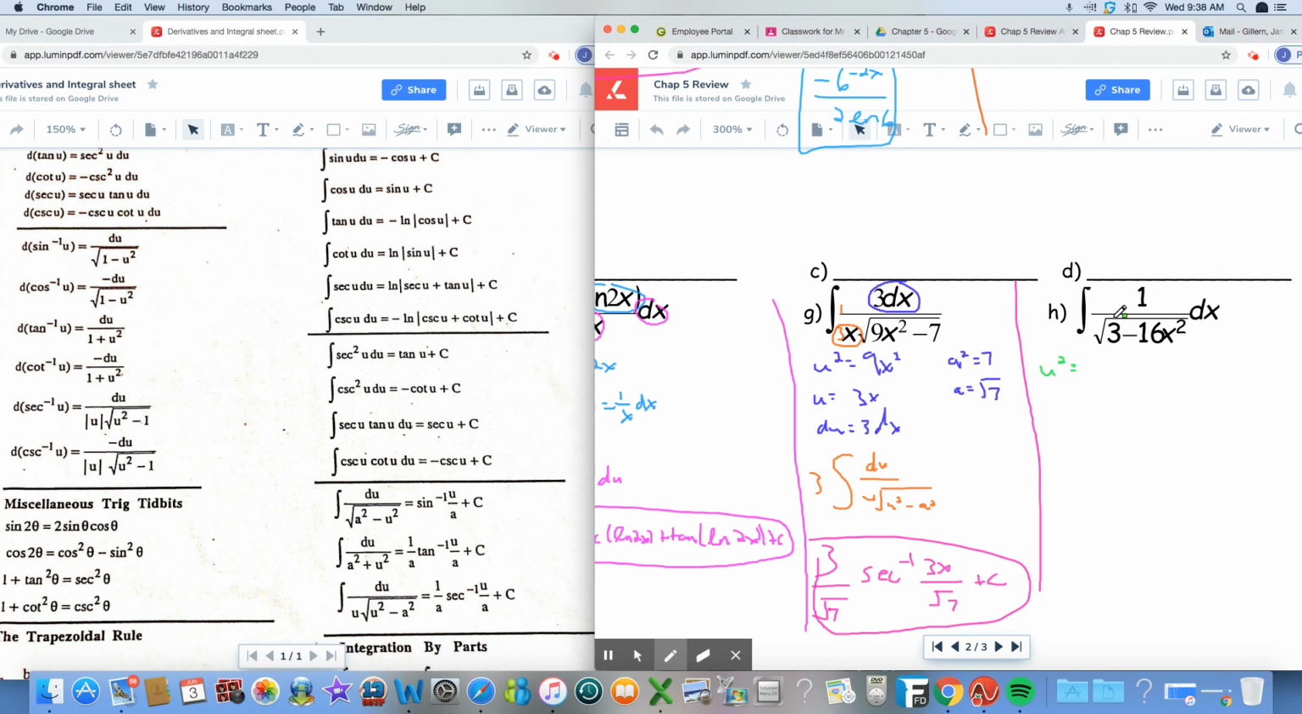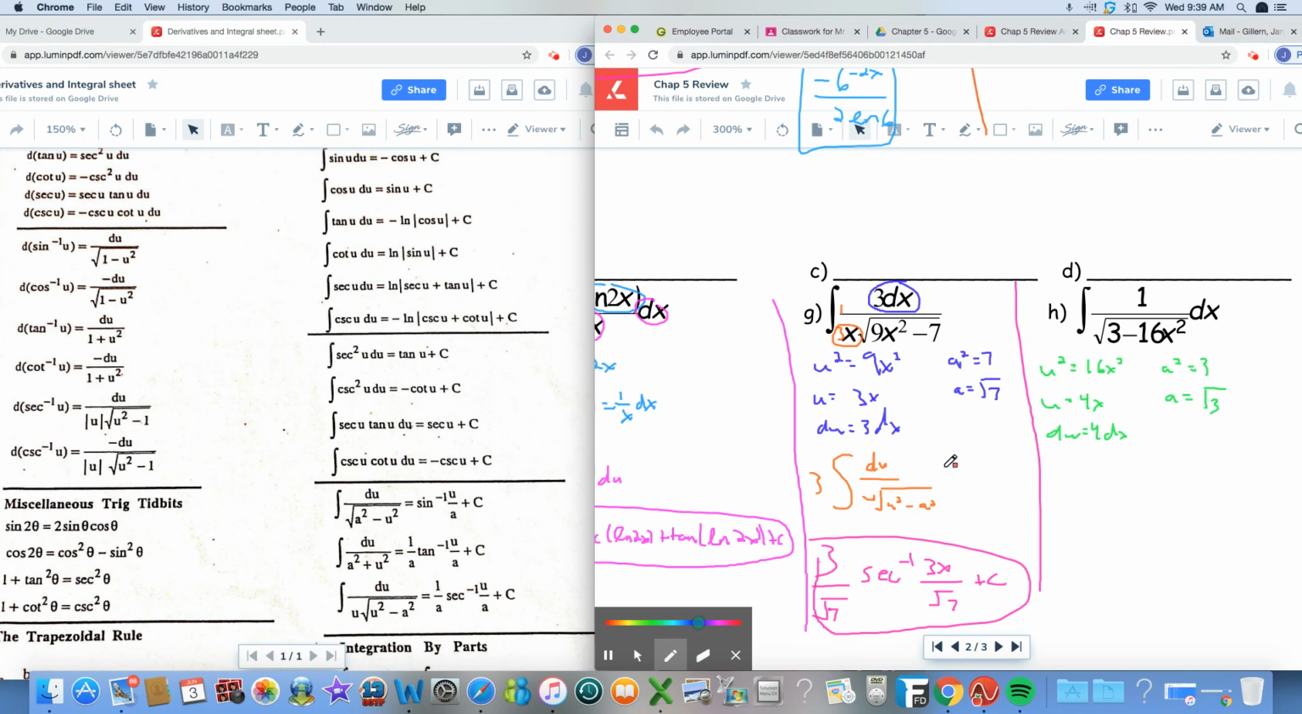Notice there's no variable on the outside. So our u squared is 16x squared. The u squared is always the one with the variable. A squared is your constant. The square root of 16x squared is 4x. The derivative of that would be 4dx. The square root of 3 is the square root of 3, so that's what our a is.